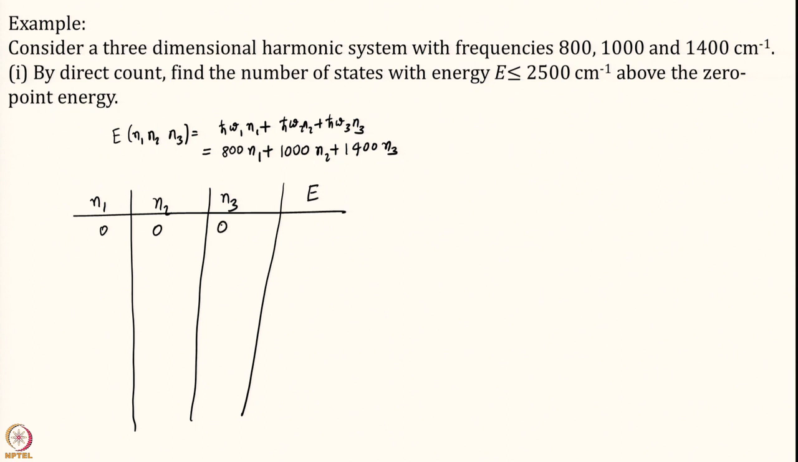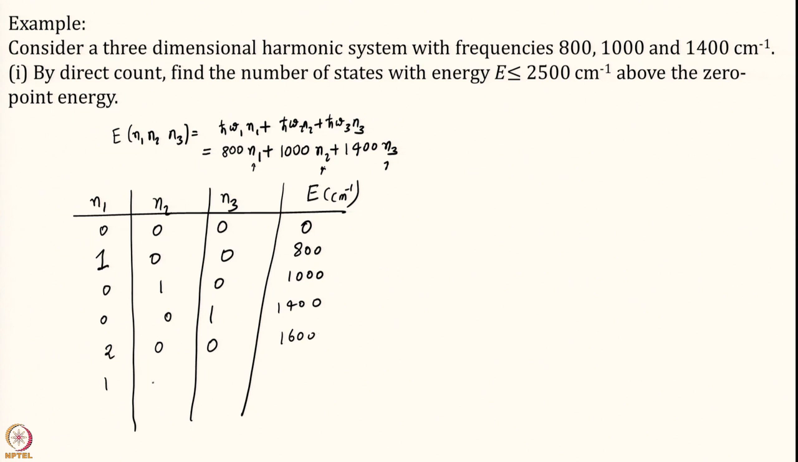So, the lowest one is of course 0. I can put one quanta here. If I put n1 equal to 1, n2 equal to 0 and n3 equal to 0, I will get 800 wave numbers. I can put a 0 1 0, that is 1000 wave numbers, still less than 2500. 0 0 1, 1400 wave numbers, still less than 2500 wave numbers. Then let us start putting 2 quanta, let me put 2 quanta here, then I will get 1600 wave numbers.